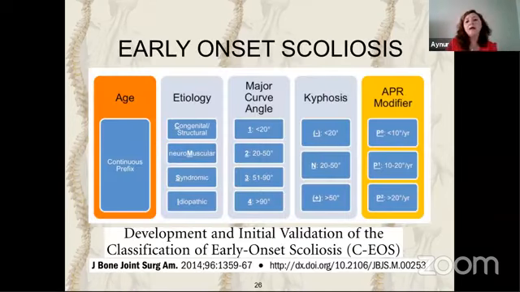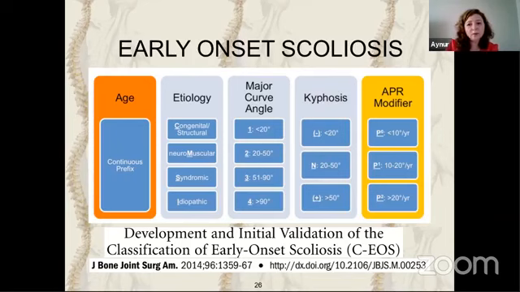You can see a table now. It is a classification of early onset scoliosis. Development and initial validation of the classification of early onset scoliosis was done in 2014. Now you can see the age, etiology, major curve angle, kyphosis, and progression ratios. According to this, you can see that early onset scoliosis is also classified according to the etiology. You can see congenital structural, neuromuscular, syndromic, and idiopathic.